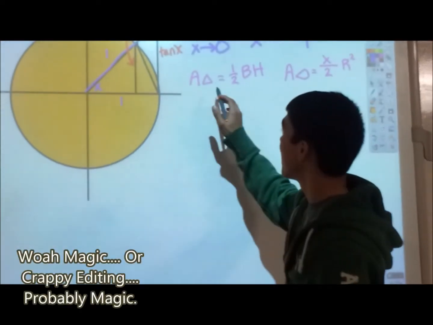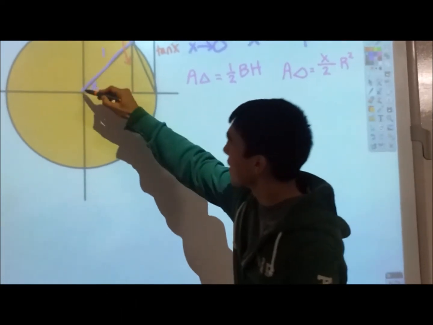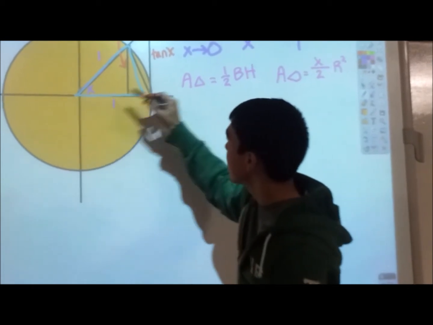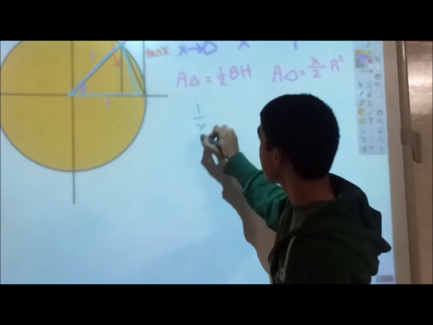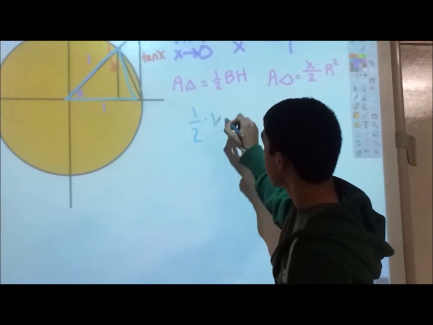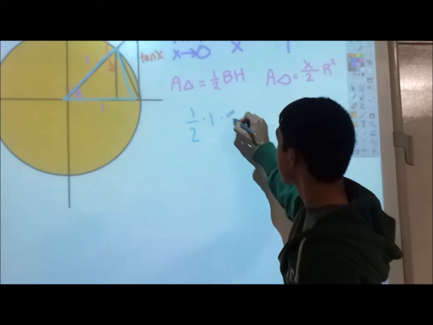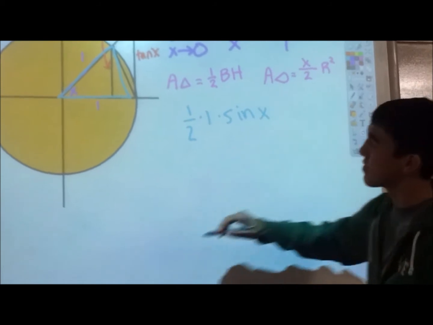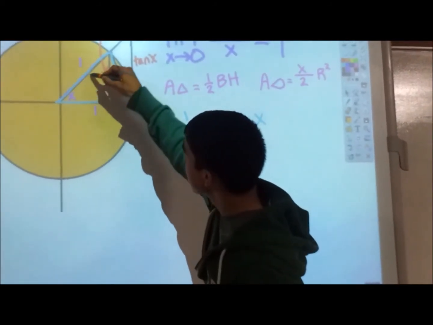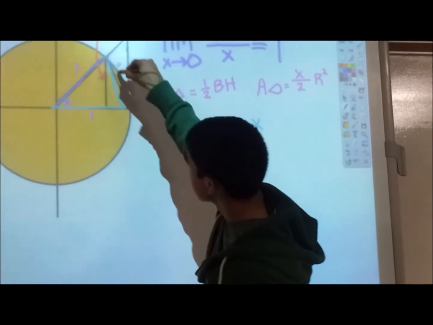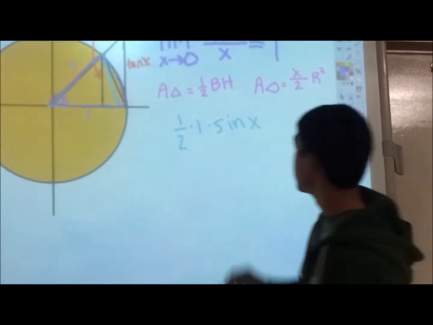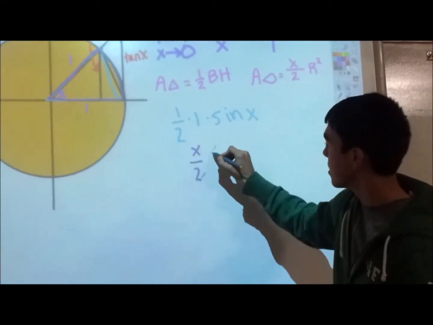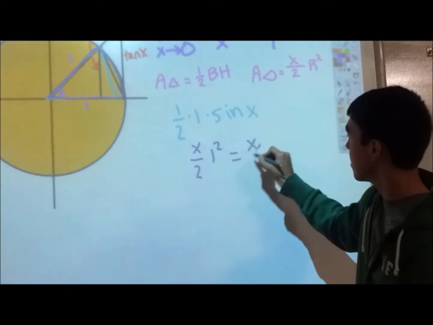The area of a triangle is 1/2 base times height, and so we're going to find the area of this triangle right here. It's 1/2 times the base, which is 1, times the height, which is sine of x. For the area of the sector, it's x over 2 times the radius squared, which is 1 squared, which is x over 2.